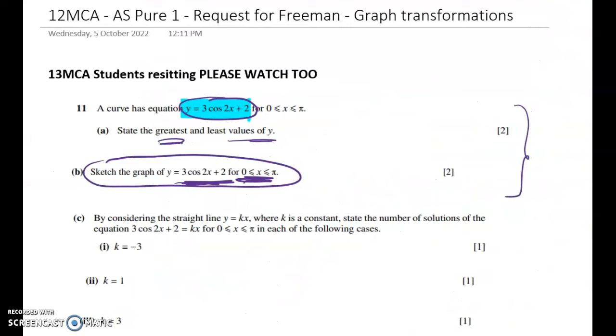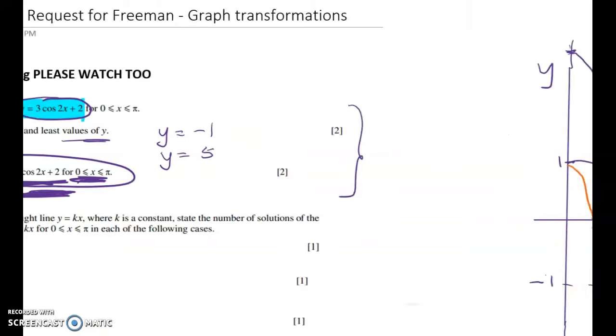Here. Okay, so I'm going to draw this now by hand to show you how you'll do that in the exam. And the greatest and least values of y are going to be y is equal to -1 and y is equal to +5.